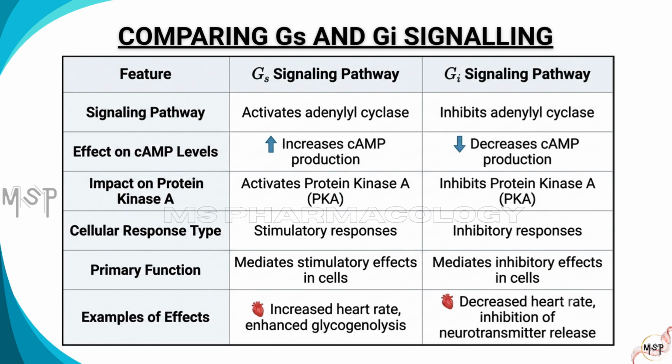As a consequence, Gs generally produces stimulatory cellular effects, whereas Gi produces inhibitory cellular effects. So, despite using the same signaling components, these pathways generate opposite physiological responses. This comparison highlights how the specific G protein coupled to a receptor determines the final cellular outcome.